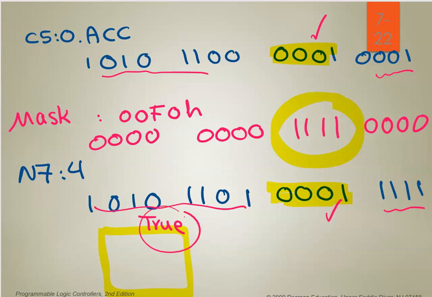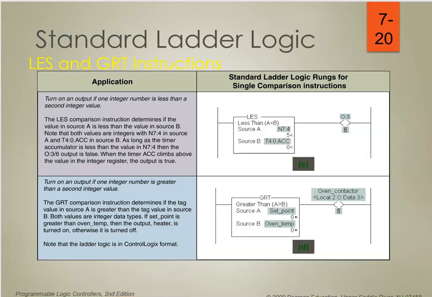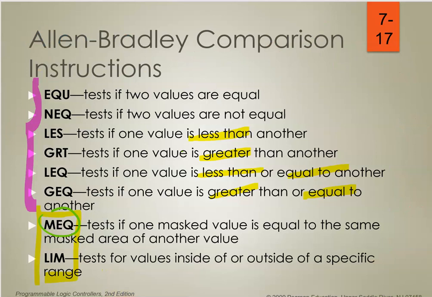Okay, now let's go to the last comparison instruction that we want to talk about. The last one is LIM, and LIM basically checks if a test value is either inside or outside a lower and higher limit range. So we have a lower and higher limit range, and this particular instruction checks if the value is inside or outside of the range.